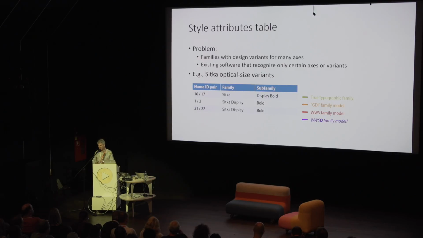So this was a conversation that we had a couple of years ago, and then this got put on the back burner as we had to work on some other things. But as we started working on variations, we realized, okay, we need to revisit this, we need to solve this problem. So the style attributes table is our solution for this problem.